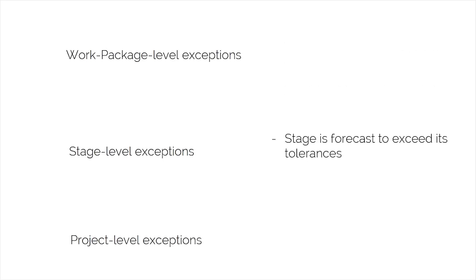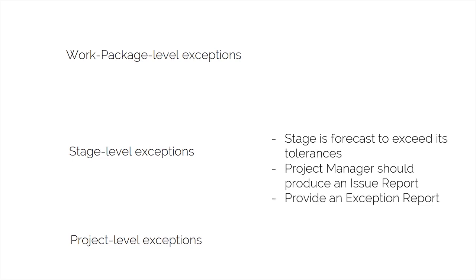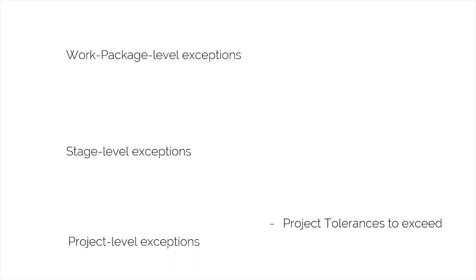Next, we've got stage level exceptions. If the stage is forecasted to exceed its tolerances, the project manager should produce an issue report to capture and analyze the details of the deviation and then provide an exception report for the project board. Lastly, we've got project level exceptions. If the forecast is for the project tolerances to be exceeded, the project board no longer has the authority to manage the project and must refer the matter to corporate or program management for a decision.